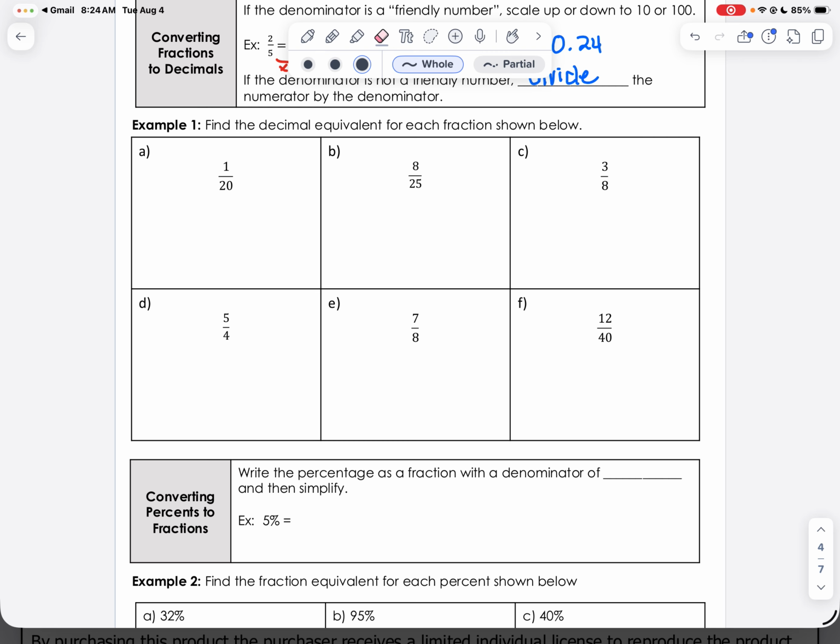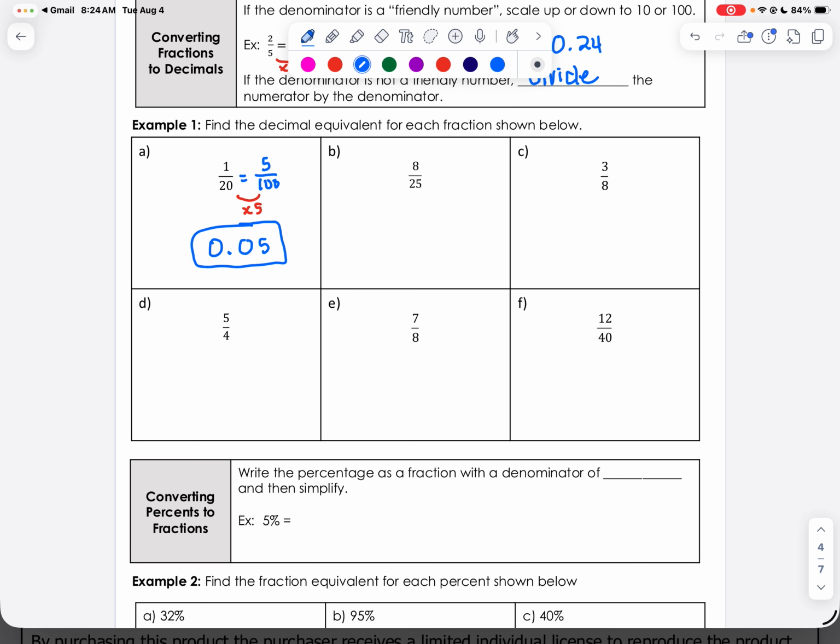So if I'm looking at 1/20th, I notice that 20 will easily scale to 100 if I multiply it by 5. 20 times 5 is 100. So if I multiply the denominator by 5, I must also multiply the numerator by 5. 1 times 5 is 5. So 5/100ths would be written as a decimal as 0.05. So we could say that 1/20th is equivalent to 0.05.